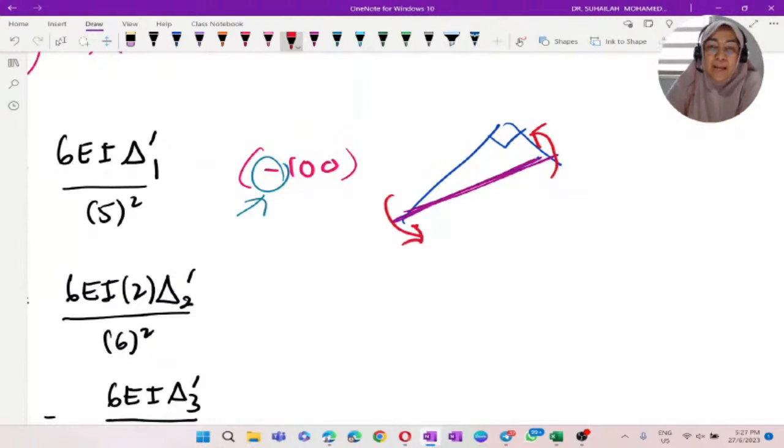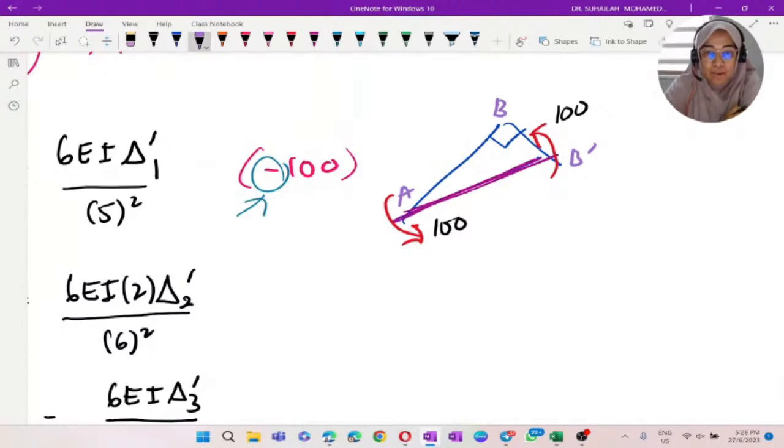Okay, and the direction is negative. So this is actually 100, and this 100 is negative because of the behavior. So this is A, this is B, this is B prime. The negative that we assume is based on the behavior.